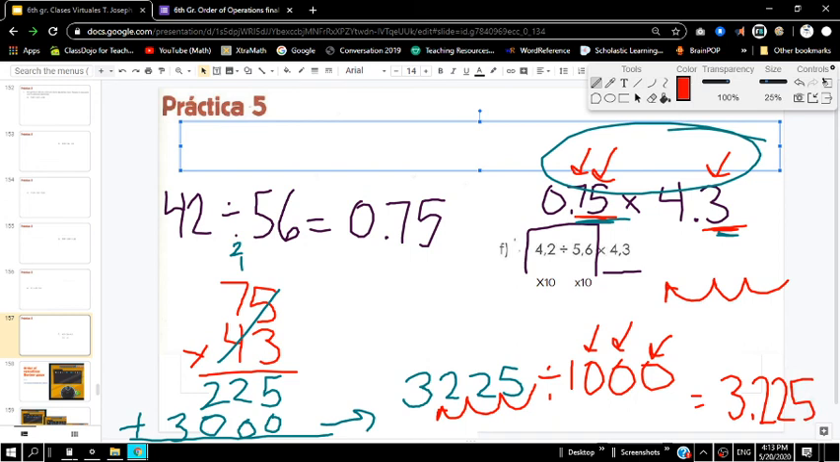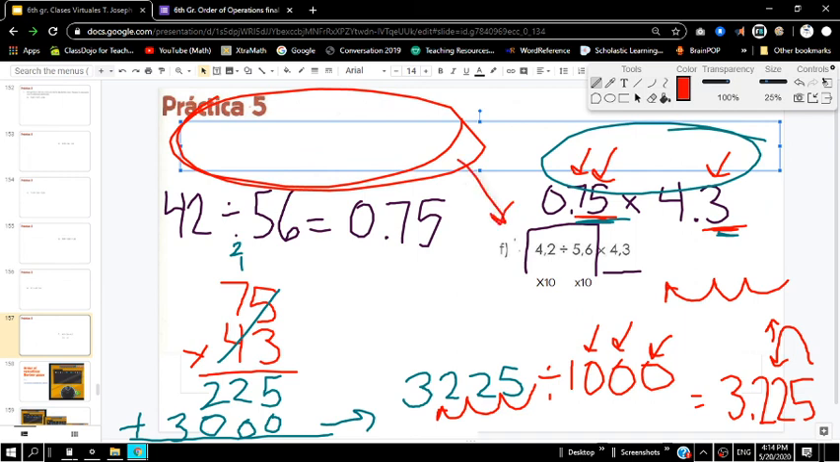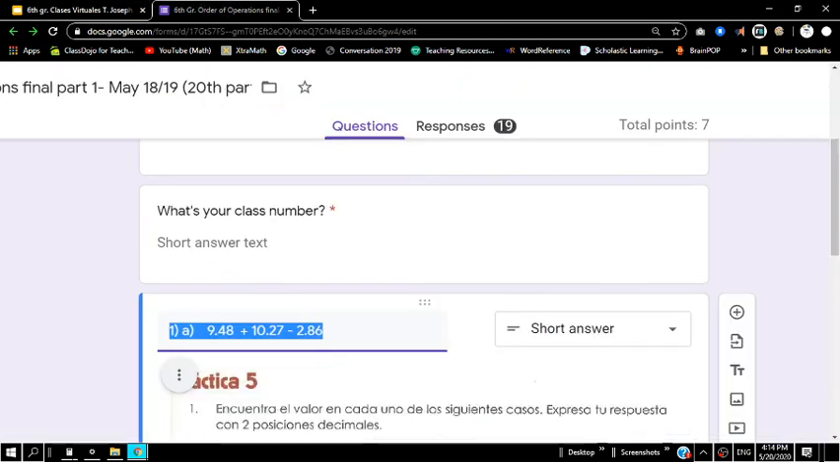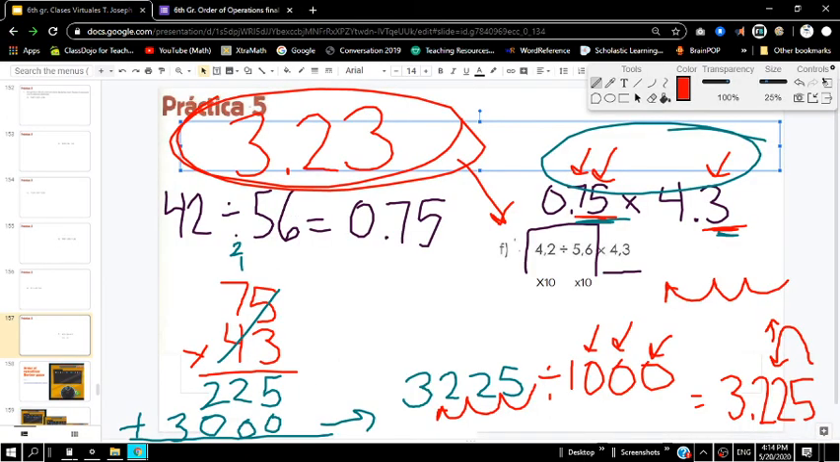3.225. Now, since our answer needs to be a number with only 2 numbers to the right of the decimal point, we need to understand that this 5 is going to tell the 2 to go up. It's going to round up. So our final answer for letter F will be 3.23. Make sure you put that answer, 3.23, inside of the Google form for letter F.